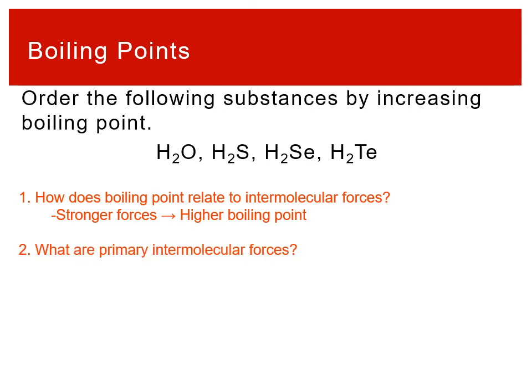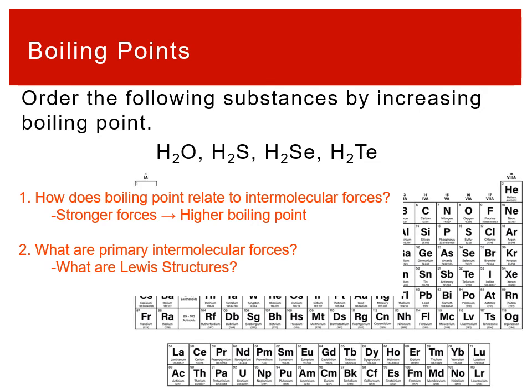So what are the primary intermolecular forces? What are the Lewis structures? You'll note O, S, Se, and Te are all in group 6A. So these things all have similar Lewis structures. They all have 6 valence electrons, so they need 2 more to get an octet. So they all form 2 single bonds to the hydrogen, and they have 2 lone pairs.